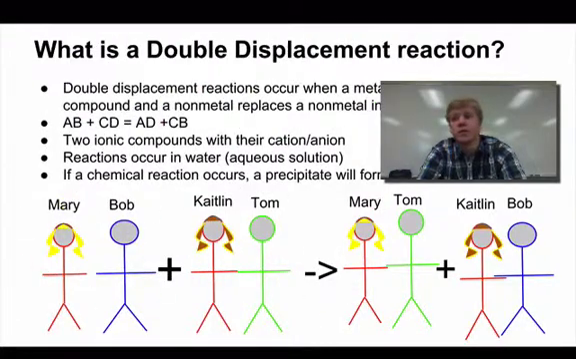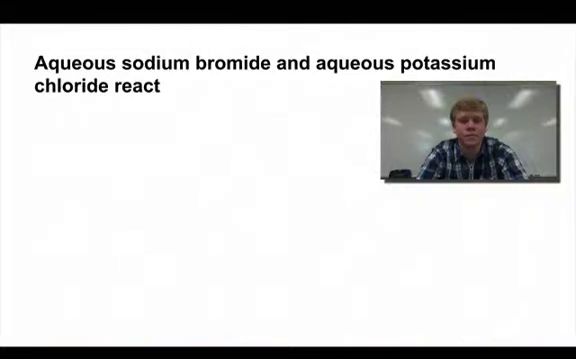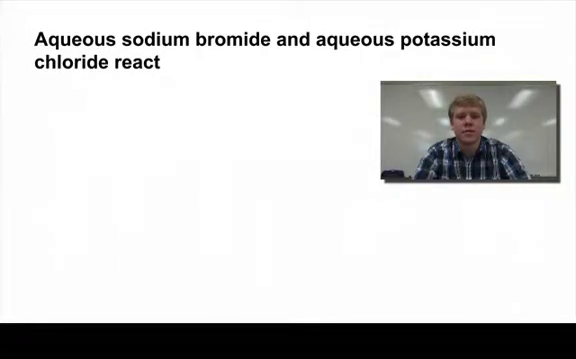Now, all these reactions occur in water, so these reactions are considered aqueous. And if a reaction is actually a double displacement reaction, a precipitate will form, and usually that precipitate is white. Now let's take a look at our first example problem.